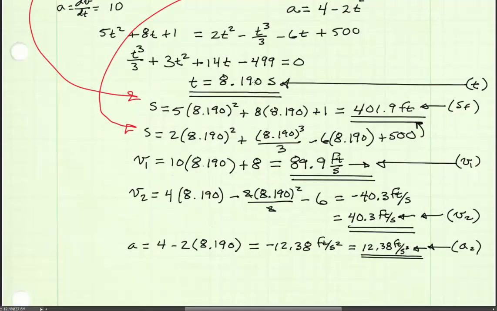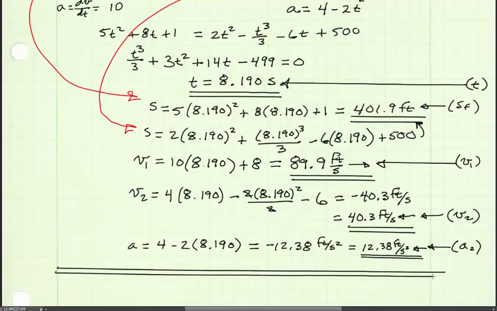So I've got the time that they meet, I've got the position where they meet, I've got the velocity of car 1 when they meet, the velocity of car 2 when they meet, and the acceleration of car 2 when they meet. And that answers everything that I was asked for. So my problem is finished, and I'll denote that with a double underline.